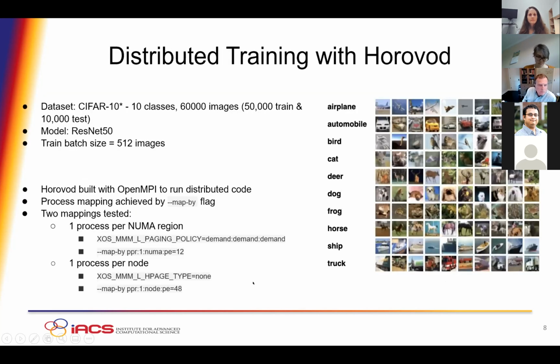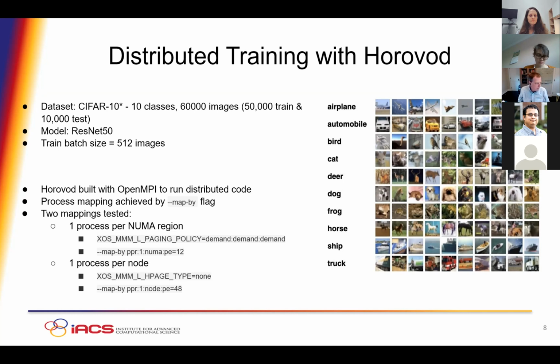And so moving on to distributed training, I used the CIFAR-10 data set, which has about 10 times more images. So 50,000 images are kept for training and 10,000 for testing. The batch sizes have been fixed across, and we have tested two configurations. One is using one process per node, and the second is using one process per NUMA region. So that would be 4 processes per node basically.